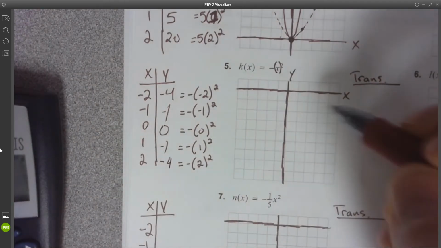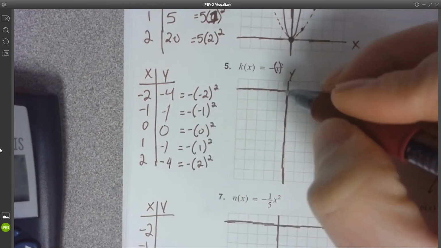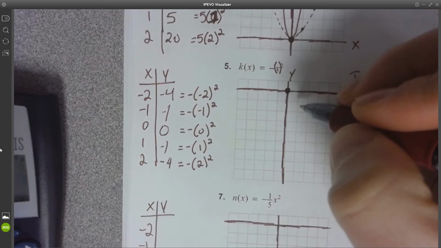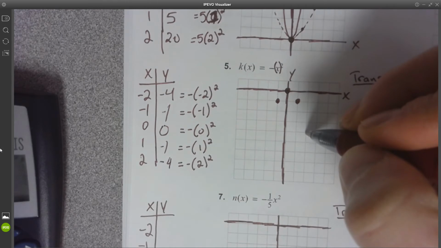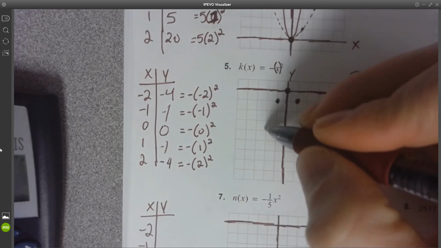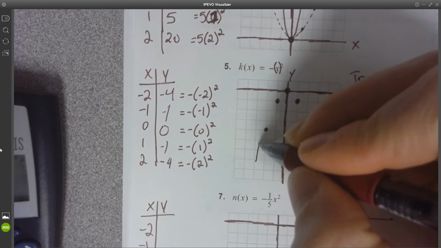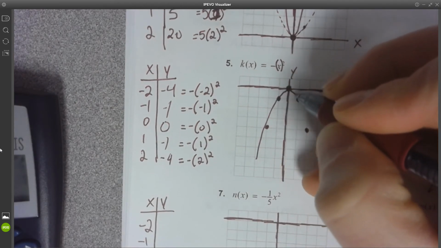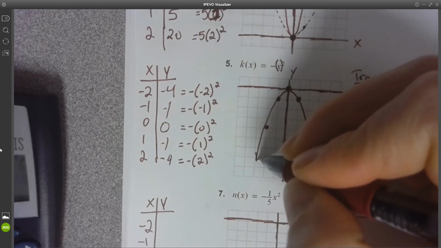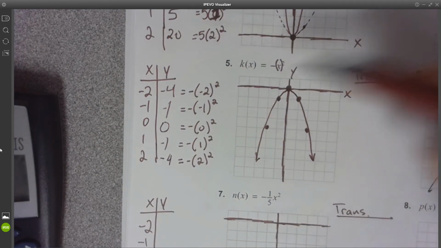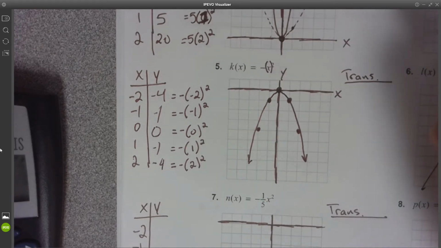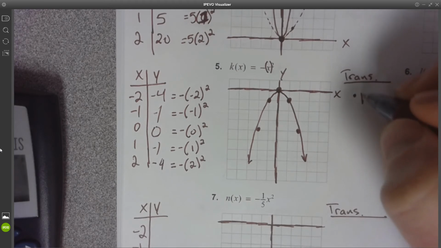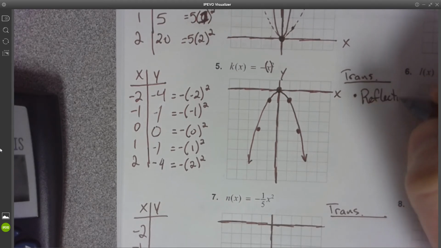Make sure you have an x and a y-axis drawn in. So we have our vertex at 0, 0. I have a point at 1, negative 1, and negative 1, negative 1. And then I have a point at 2, negative 4, negative 2, negative 4. So here's my parabola. What's in front of the x squared? It's just a negative 1, so it's not stretched or shrunk. The transformation here is a reflection over the x-axis.